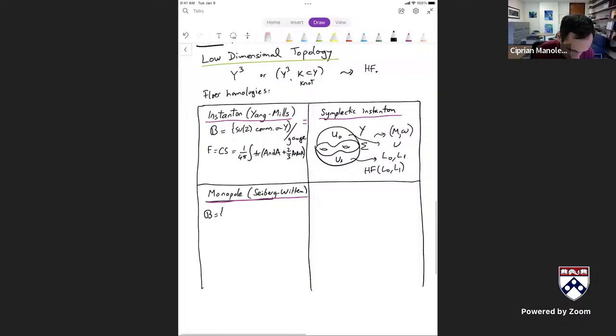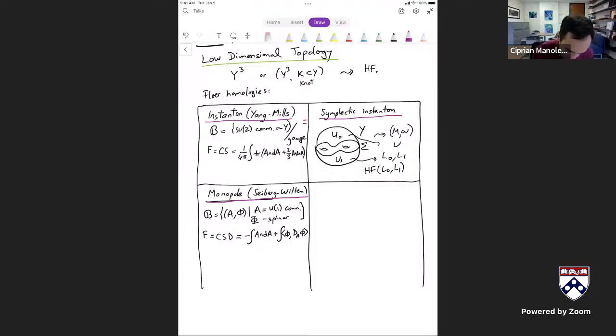Here B is made of pairs A and Phi, where A is now a U1 connection and Phi is a spinor from some spin C bundle over Y. And F is the Chern-Simons-Dirac functional. So it's something like minus A wedge dA plus integral of phi dA phi, something like that.